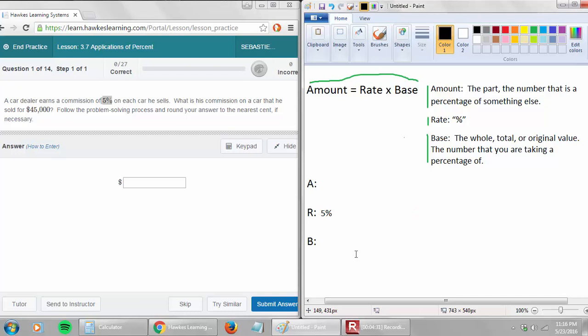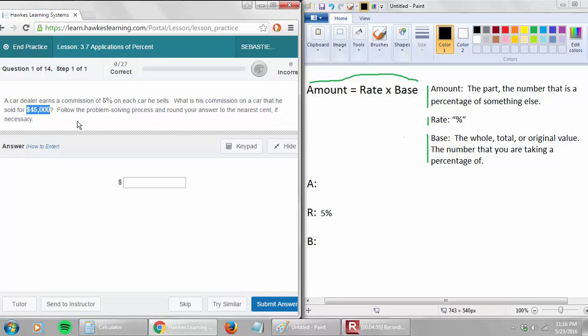Alright, what about my amount and my base? Well, the amount is the part of the whole. It's the thing that's a percentage of something else. And the base is the whole, total, or original value. It's the thing I'm taking a percentage of. What are my two numbers? I have the commission that we're looking for, the commission that he earns, and this 45,000, which is the total sales cost of the car.